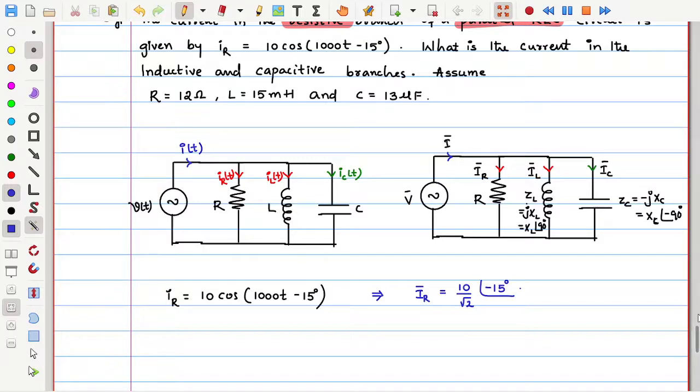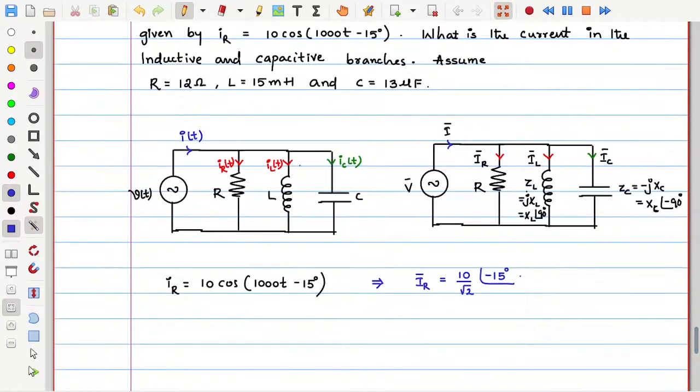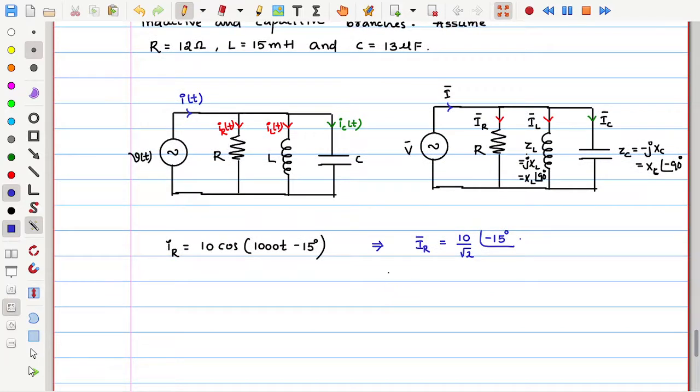Next is, what is the current in the inductive and capacitive branches, assuming these values of RLC? That means how much is IL, how much is IC. So assuming that L, C and R values are known, first let me write whatever things are given. R is given as 12 ohms. L is given as 15 millihenry.